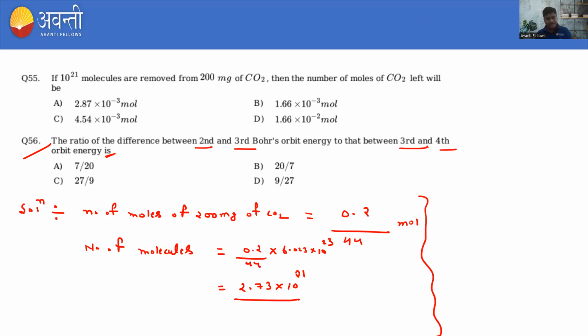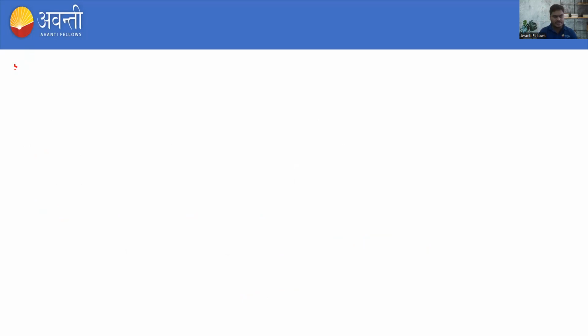So this is from the Bohr energy or radius questions, right? In this we are going to use the formula of energy only. The ratio of the differences between the second and the third Bohr orbit energy to that of the third and the fourth orbit energy you need to calculate. So let's see the solution for this question number 56.